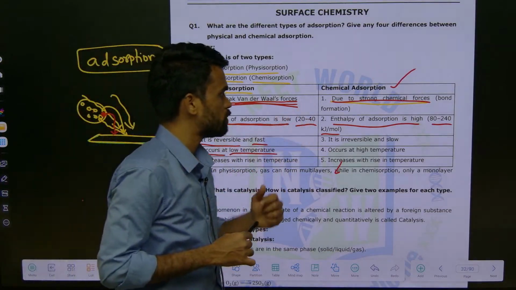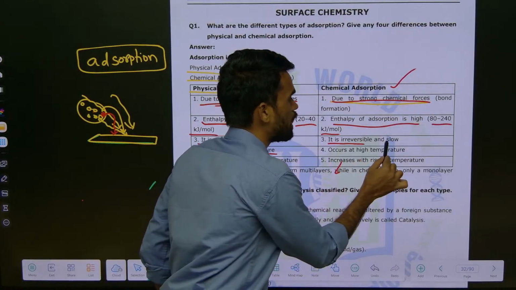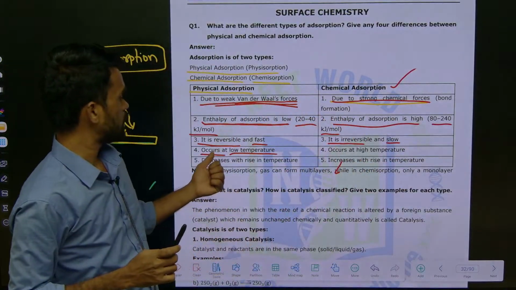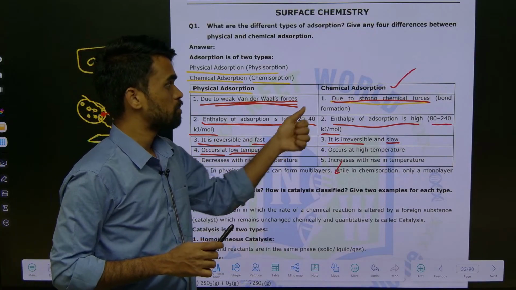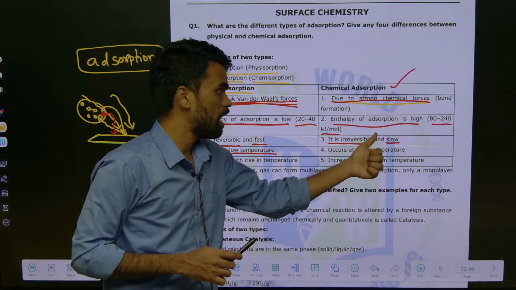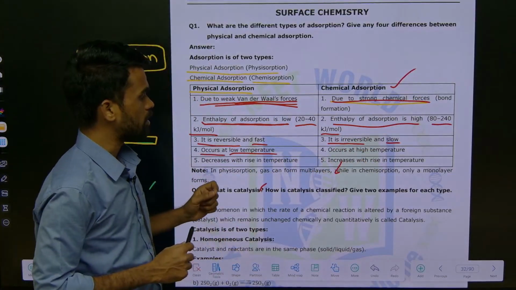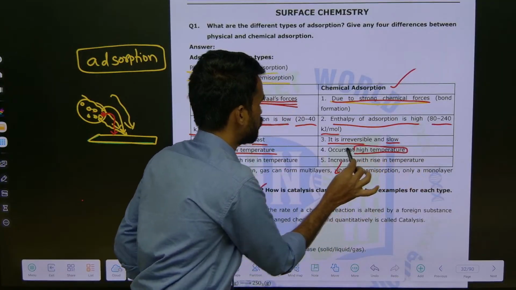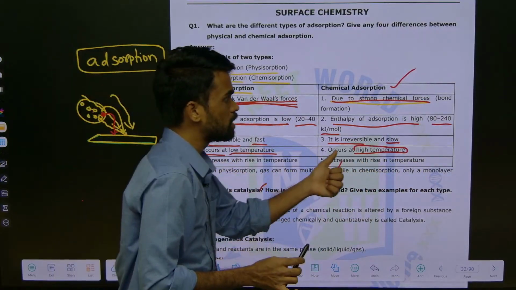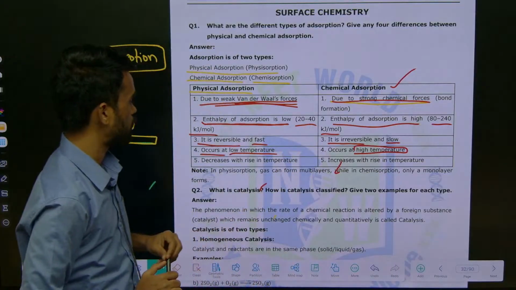When it comes to chemisorption, it is irreversible and it's very slow. Physisorption is reversible and fast, but chemisorption is an irreversible and slow process. And remember, chemisorption occurs at high temperature. Physisorption occurs at low temperature, chemisorption occurs at high temperature.